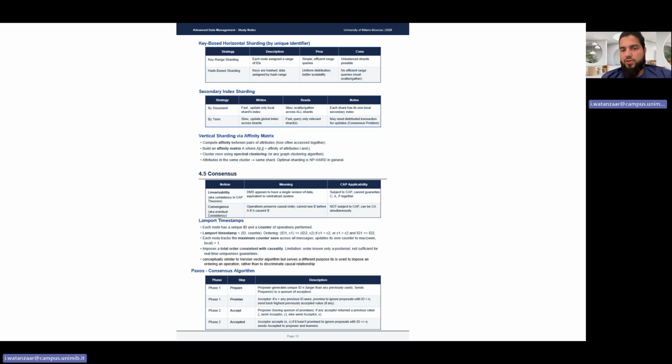But if you see convergence, which is definitely eventual consistency, in convergence operations preserve causal order. Here the operations happen in sequence, like you cannot see B before A if A causes B. So here the CAP limitation does not apply: consistency and availability can be achieved simultaneously in this case.